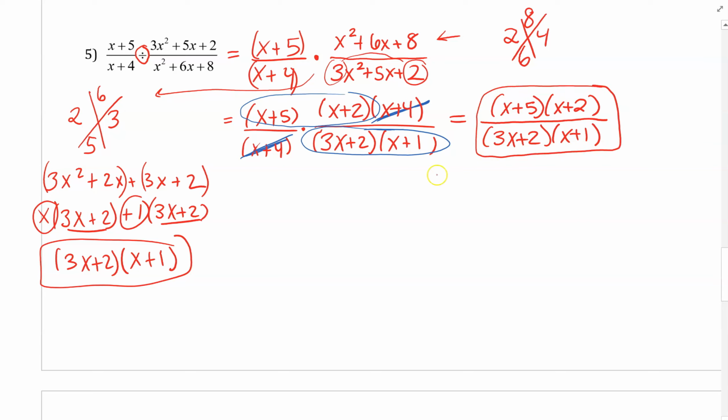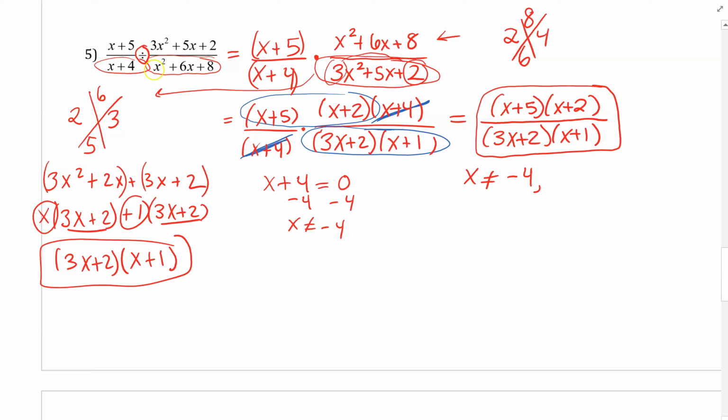And then again, when you're looking for your excluded values, it's anything that was in the denominator at any point. So here, here, and then also here. So that's a lot of factors. There's x plus 4 from this part, so I don't want to let that be 0. So then that means x can't be negative 4.